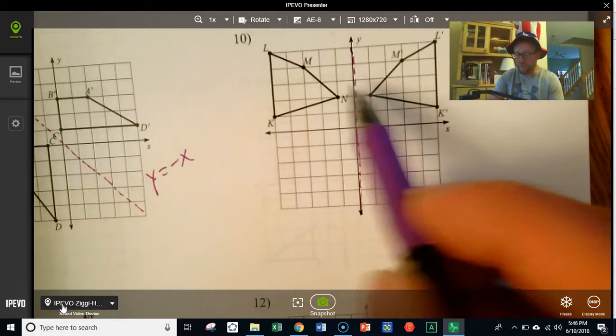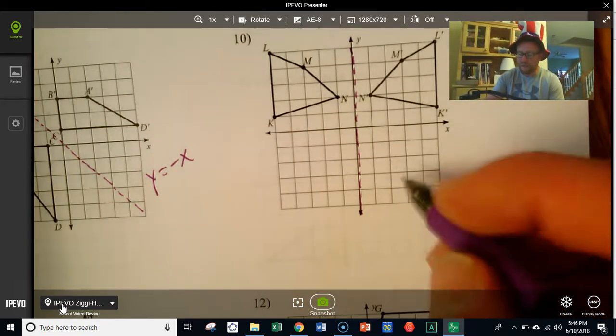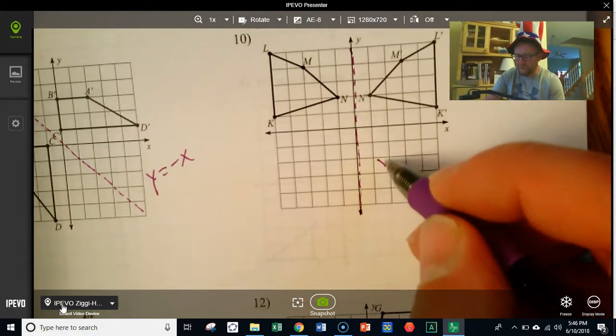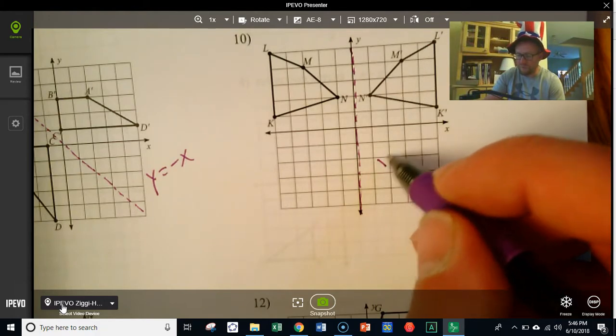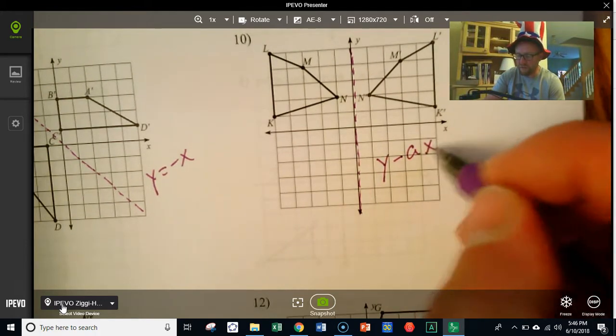M is 3 units away. M prime is 3 units away. And this is the line. Oh, well, this is the y-axis.